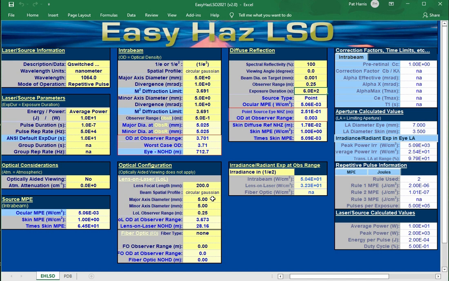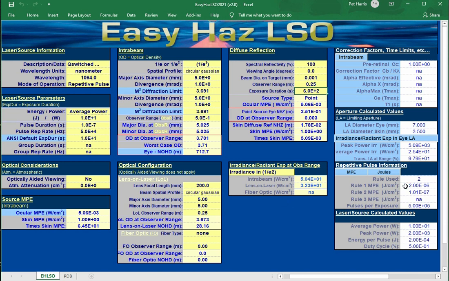But for this particular laser, we're just coming out with 5 millimeters and then bringing it through our focusing lens, making this a little easier to do this analysis. But like I said, if we had a little beam expander in there, a 2x, we'd put 10 millimeters for the diameter here. We set our observer at 1/4 meter. Now we get an OD at observer range and a lens-on-laser NOHD of about 28 meters. What I'd like to do is look over here and take a look at our Rule 1 MPE, as we've already looked at.